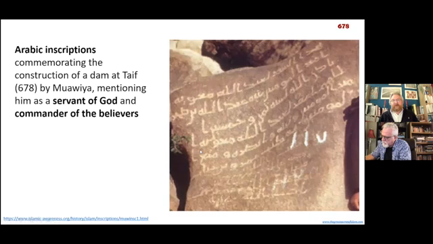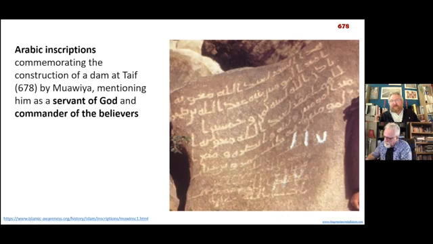Here we have another inscription on a big stone near Taif. This is an inscription commemorating the construction of a dam. So it's in Taif near Mecca in 678. And this is an inscription that depicts Muawiyah as being, again, the servant of God and the commander of the believers.